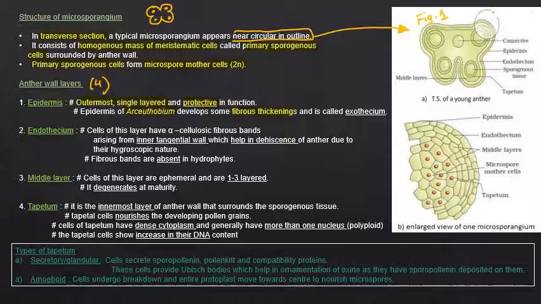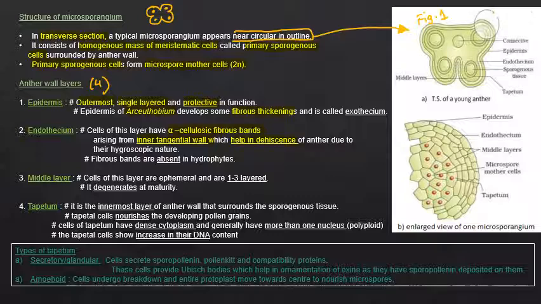The second layer is the endothecium. Endothecium is going to be a layer that has alpha cellulosic fibrous bands. Now remember, alpha cellulosic, right. You may get confused between the options, but to remember, these are alpha cellulosic fibrous bands, and these bands are going to arise from the inner tangential wall. Why is it necessary? Because they are going to help in dehiscence.